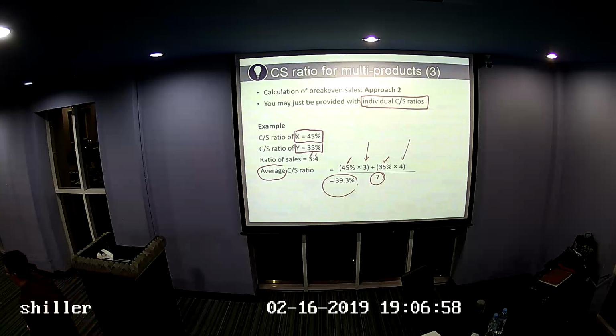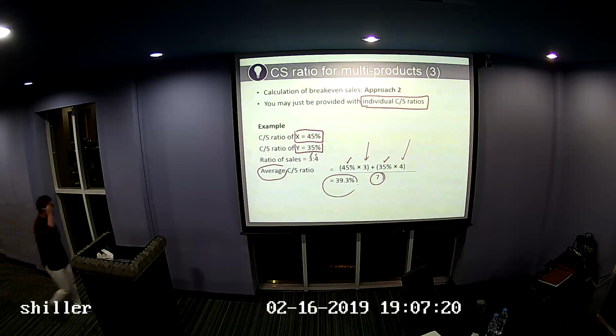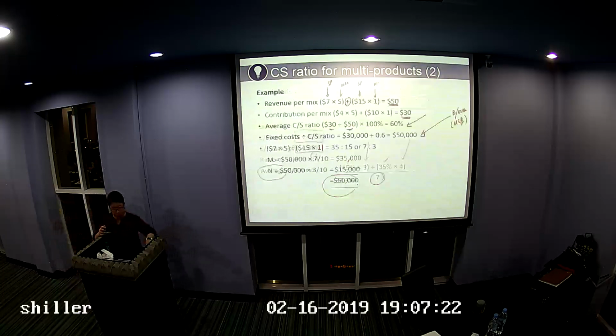Again, what if they don't give you the selling price and the variable cost, but they give you the CS ratio? How do you get the average CS ratio? You multiply it with the corresponding mix divided by the total mix. You understand? Okay. Then you can use it. Here's another example.